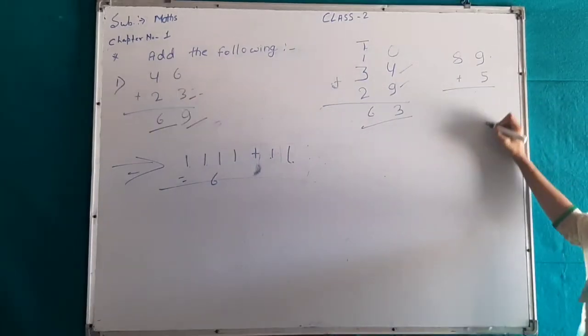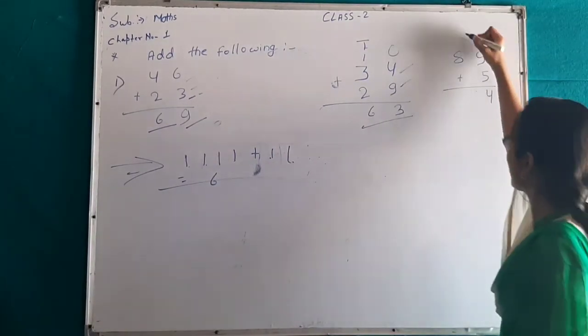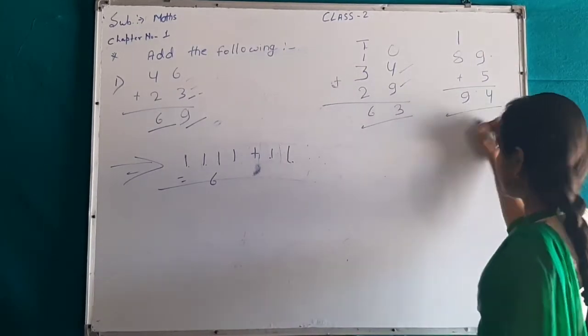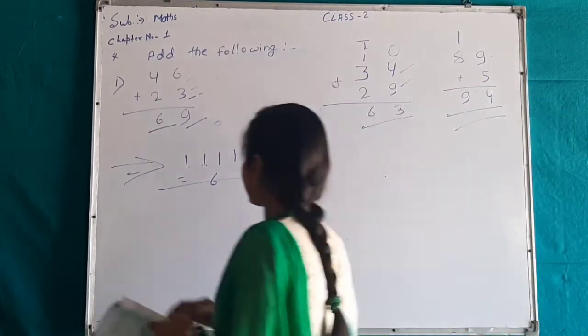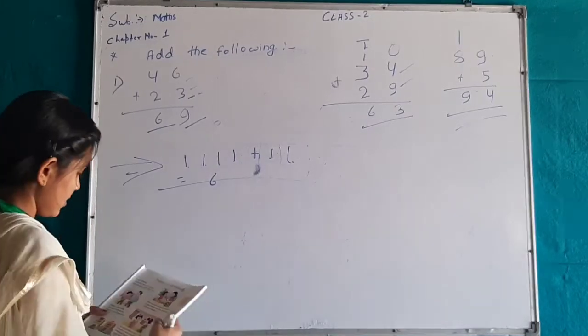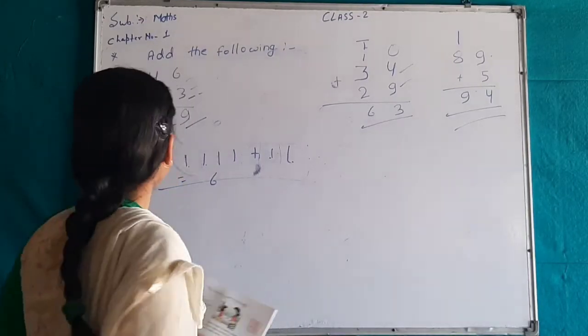9 plus 5 equal to 14. Carry 1. 1 plus 8 equal to 9. We get our answer, 9. In this way we can do many additions. And your next question.